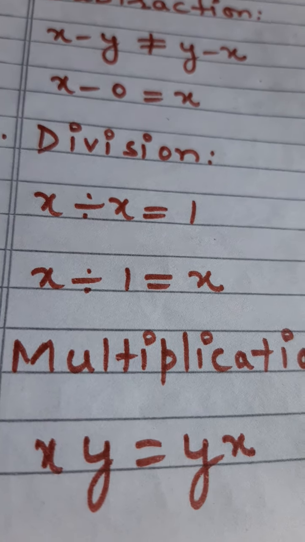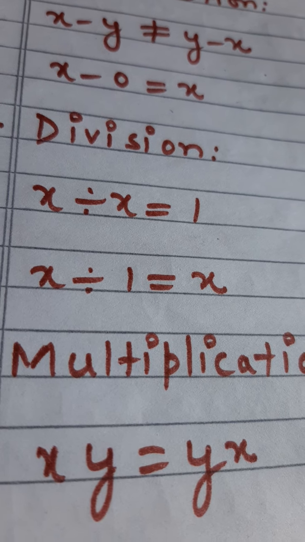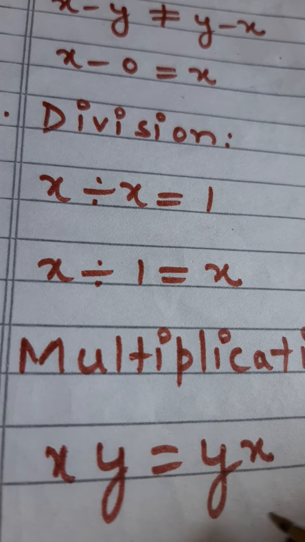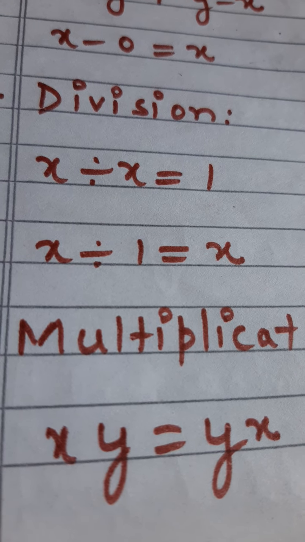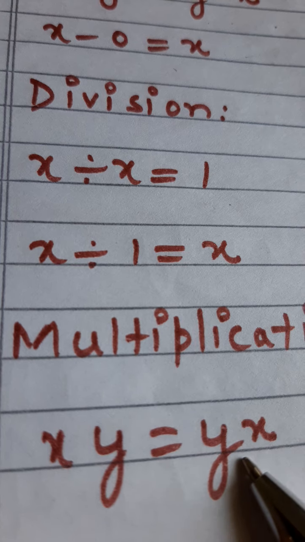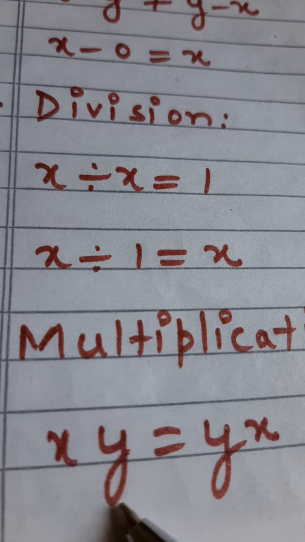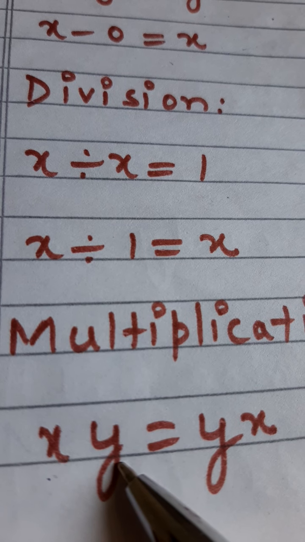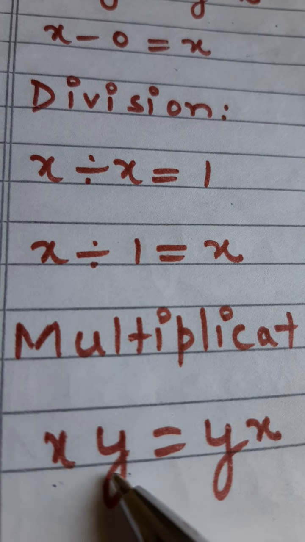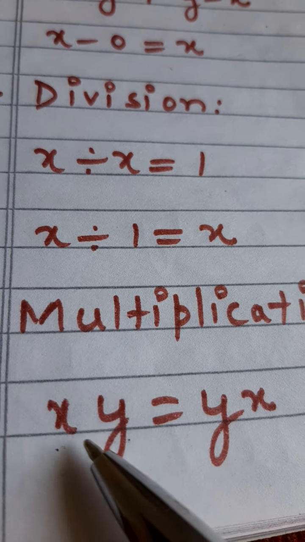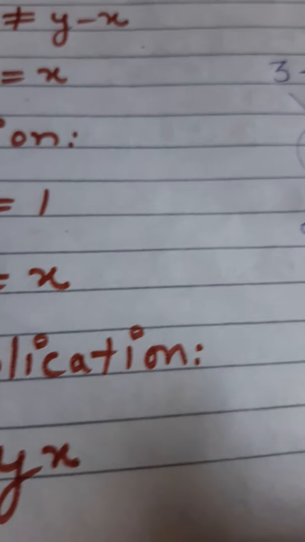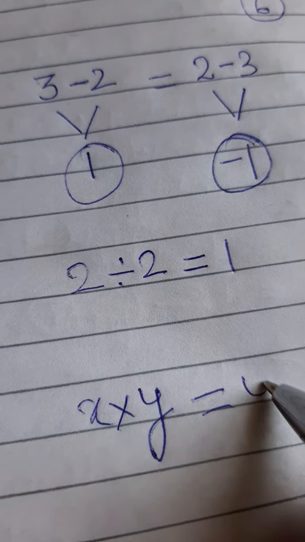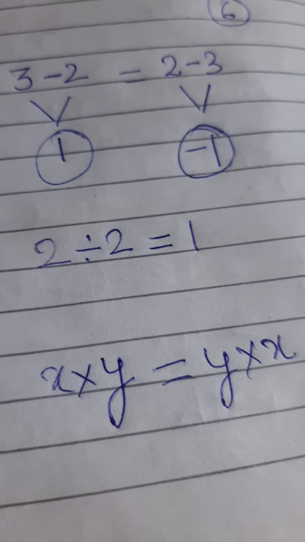Multiplication, this is very important for all of you to learn, students, because the chances of mistakes are so much seen in this field. So understand it properly. xy is equal to yx. Now here, if I am multiplying x by y, you know that if there is no sign between these two literal numbers, that means multiplication is there. We can write this like this also: x multiplied by y is equal to y multiplied by x. This is the same thing.